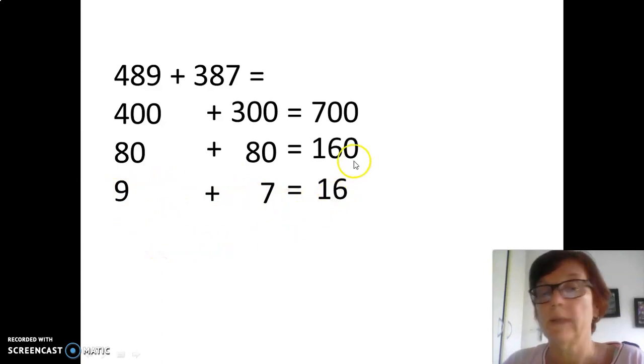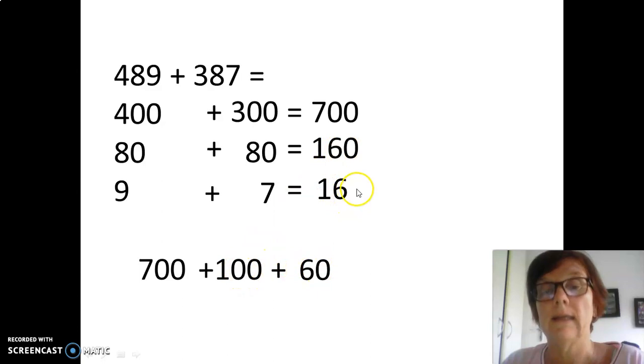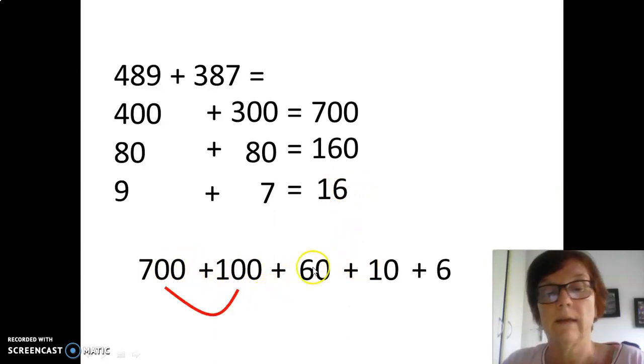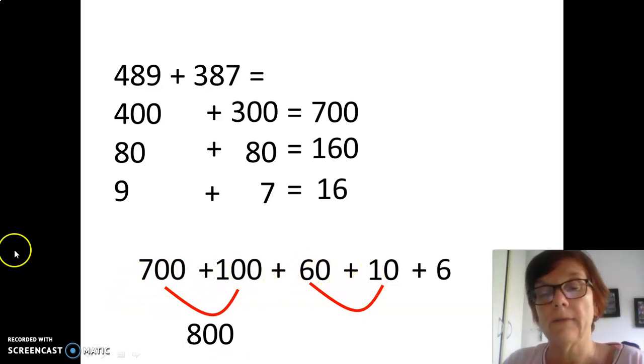Okay, so 700 we don't need to break up. 160, so we're going to break that up. 160. 16 we need to break up now into a 10 and a 6. Put our hundreds together, put our tens together. Okay, 700 plus 100. 7 plus 1 is 8, so 700 plus 100, 800. 6 plus 1 is 7, so 60 plus 10 is 70. So let's read it, 876.